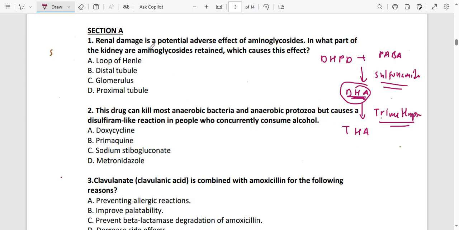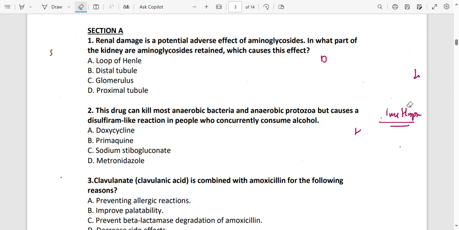Renal damage is a potential adverse effect of aminoglycosides. In what part of the kidney are aminoglycosides retained? The question is just saying where in the kidney do you have the reabsorption of this drug? Anyone that can help us with that? This one I think is just something that we should know. Anyone?